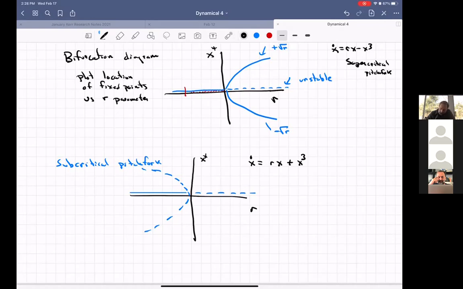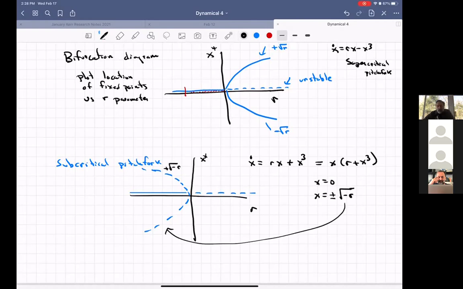So what you end up with is x times (r plus x squared). So the fixed points are at x equals 0 or x equals plus or minus the square root of negative r, which is why I'm over here on the left. And then you can see the minus r means that I'm over here, right? So this is plus root of minus r. And if you do the linear stability analysis or you plot it, you can see that those are unstable fixed points. So that's our subcritical pitchfork as opposed to the supercritical pitchfork.